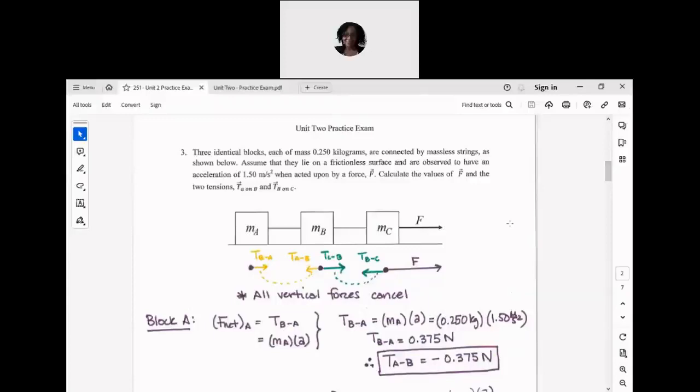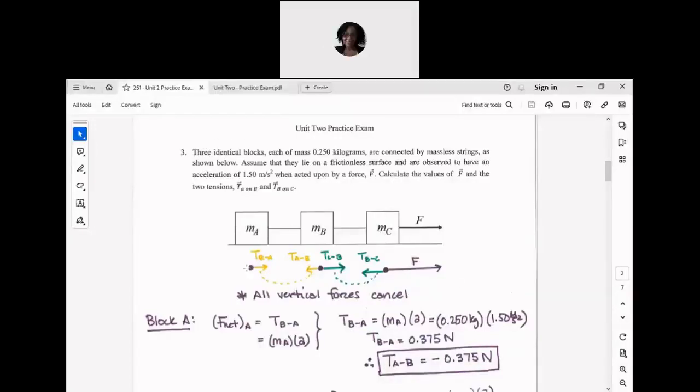And one of the hallmarks of an interacting object problem is that the accelerations for these interacting objects have to be the same. So the acceleration for A is going to be the same as B, which will be the same for C, even though block C is the only one that's being directly acted on by this force vector. So we need the values of the tensions in the strings that separate blocks A and B and C. This is what the free body diagrams would look like for all three of these items.